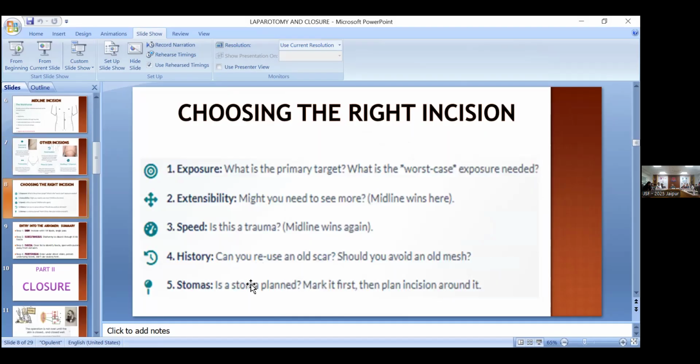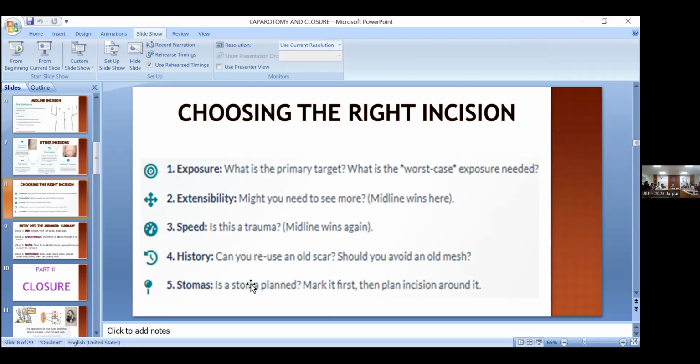So how do we decide which is the best incision and what will give us the best results when we are doing a laparotomy on a patient? First and foremost, we need to find out what our primary target organ is and how much exposure would be required when we're doing the surgery. So exposure is the first thing that determines which incision we would be making. Exposure will, again, guide our extensibility. Suppose we are dealing with any bowel pathology and we feel that we need to examine the upper quadrant for some reason. So we need an incision that can be easily extended.